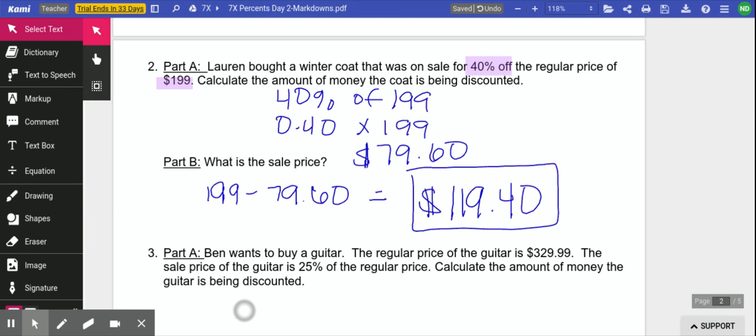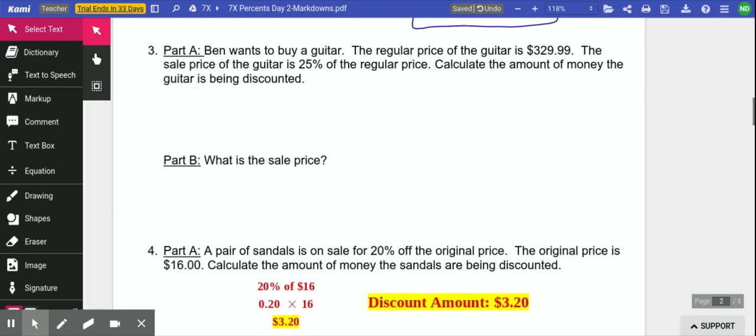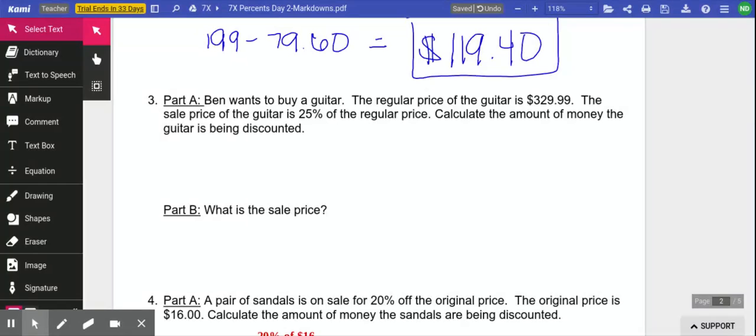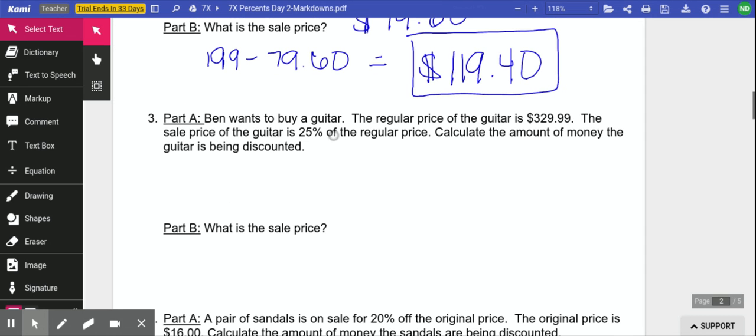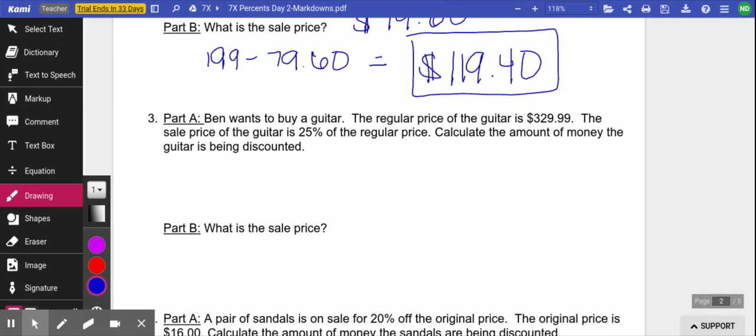Okay, I want to do number 3 together as well, just because there's a rounding part to this question. Number 3 says, Ben wants to buy a guitar, and the regular price of the guitar is $329.99. The sale price of the guitar is 20% off the regular price. Whoops, we forgot the other F at the end of that word of. Sorry about that. Calculate the amount of money the guitar is being discounted.